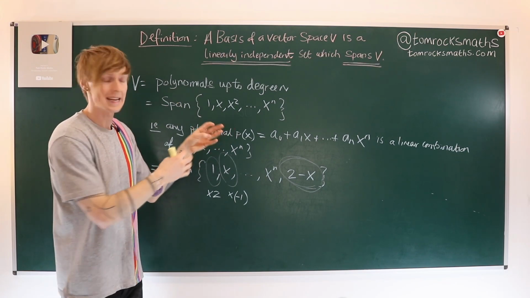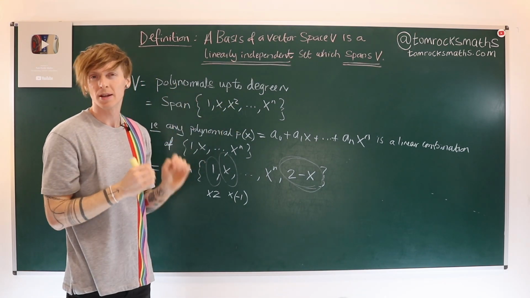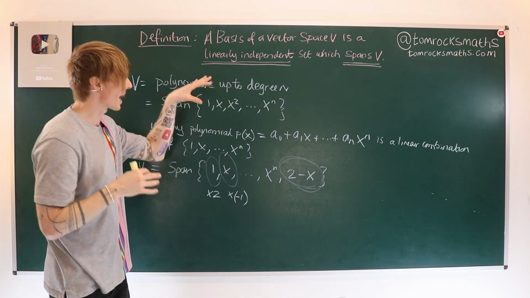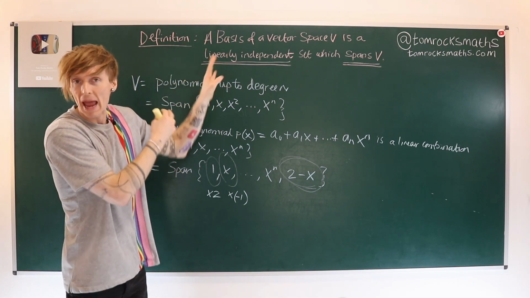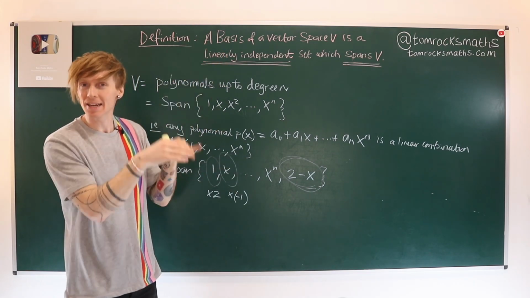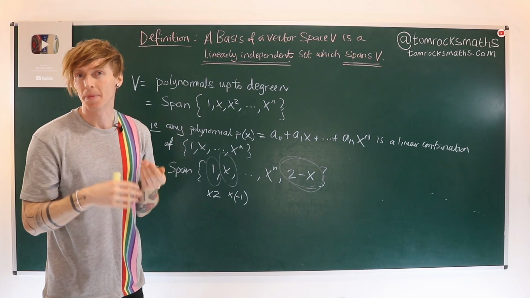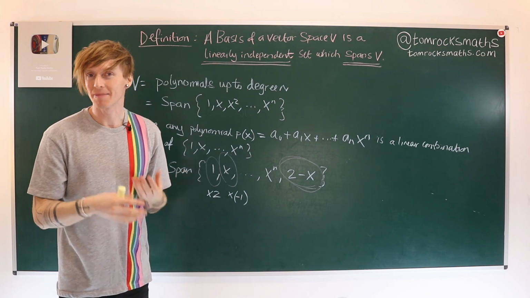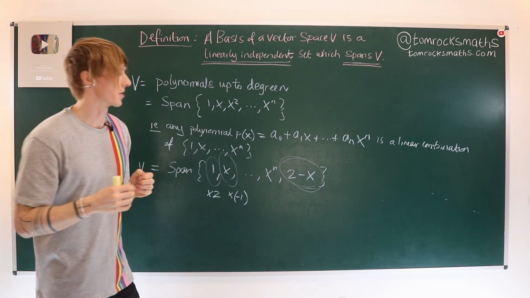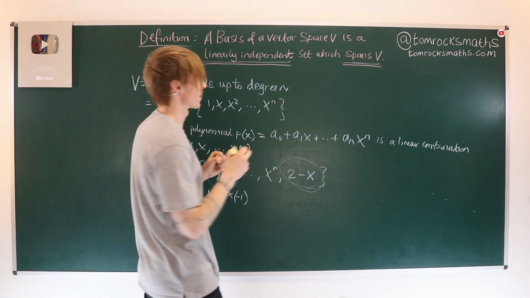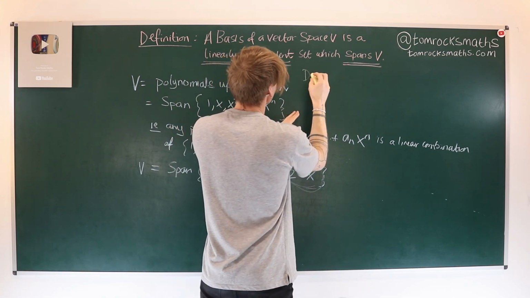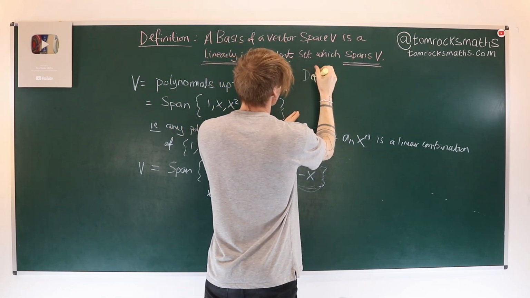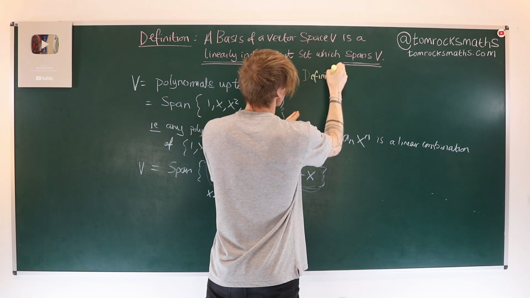So this set is linearly independent precisely because we cannot write any of the elements as a linear combination of the other elements. Now, the way that we define this mathematically is as follows, and this gives us our second definition. So definition over here for linear independence.